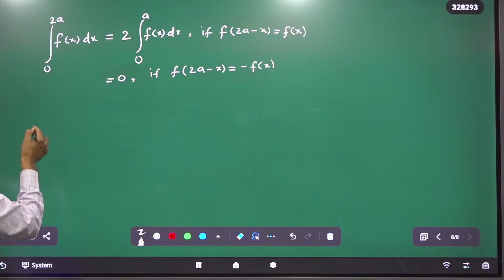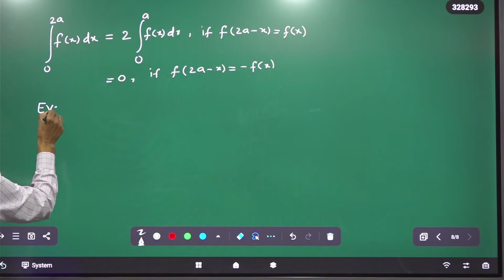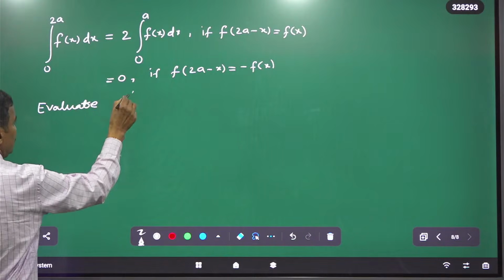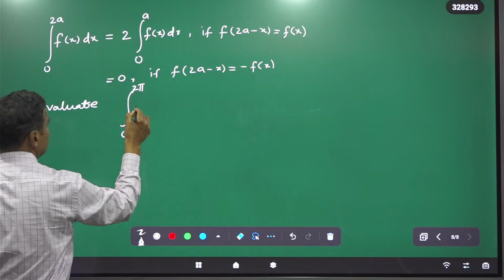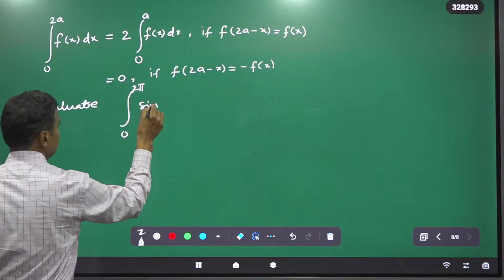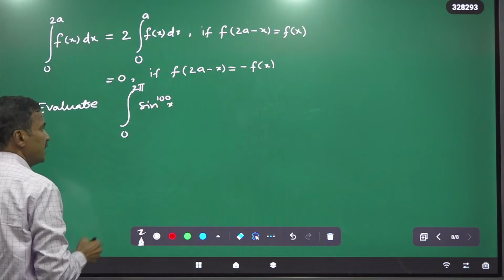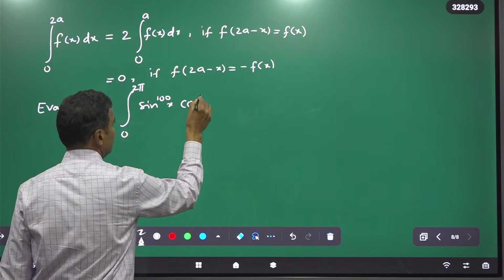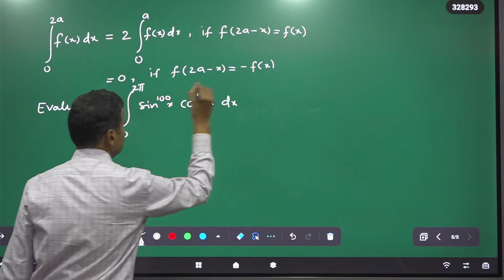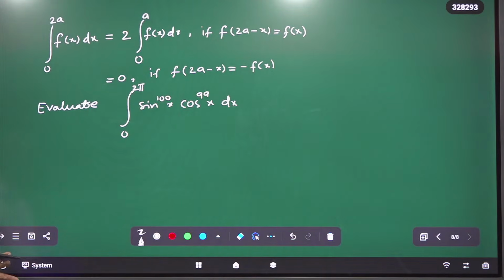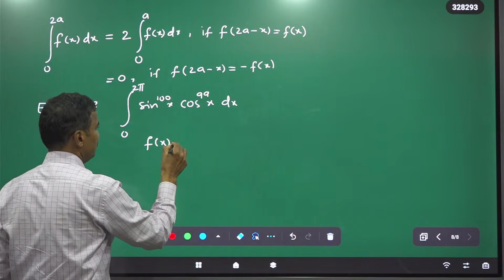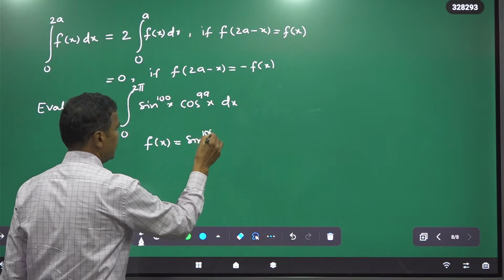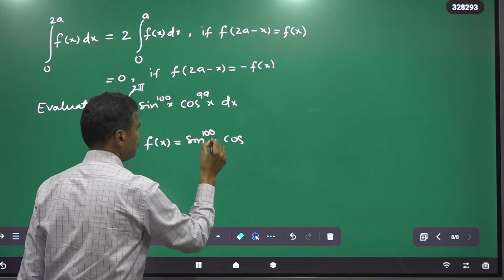Okay. Now, for example, you can take, evaluate integral of 0 to 2 pi sin power 100x into cos power 99x dx. Now, here f of x is equal to sin power 100x into cos power 99x.